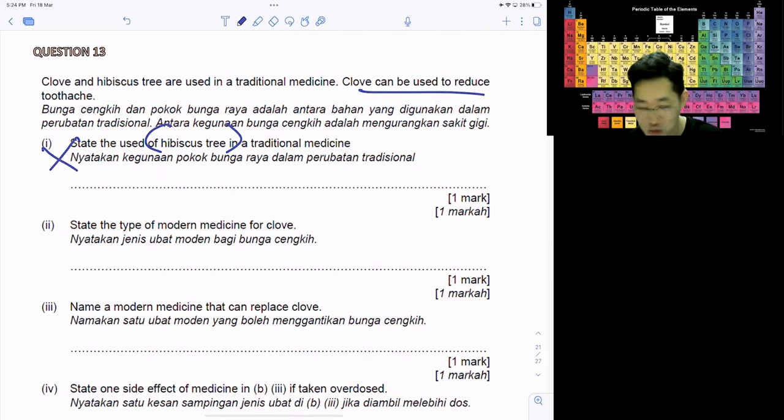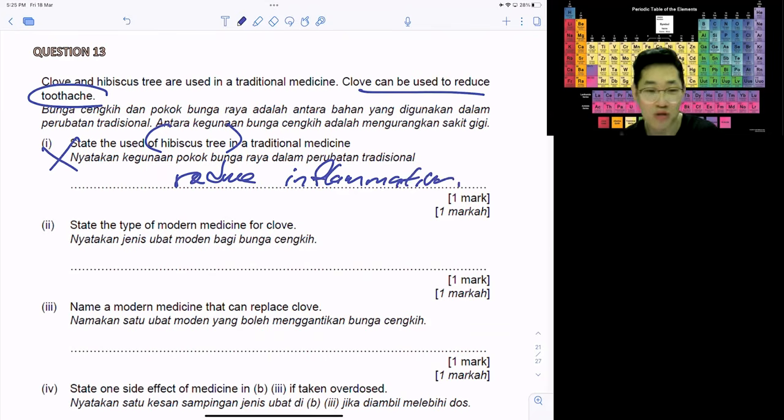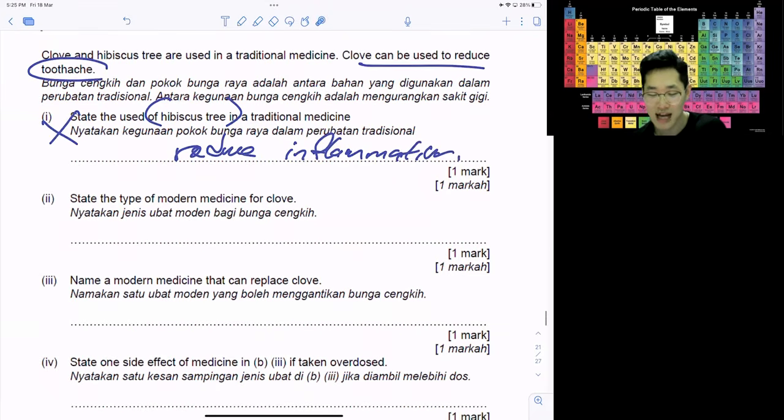Clove can be used to reduce toothache. So that means treat inflammation. Okay, lower blood pressure. Okay, thanks. Reduce inflammation. So you see, let's say in exam, we really do not know how to do this one. It's okay, 1 mark. They won't ask you 10 marks of traditional medicine, I believe.